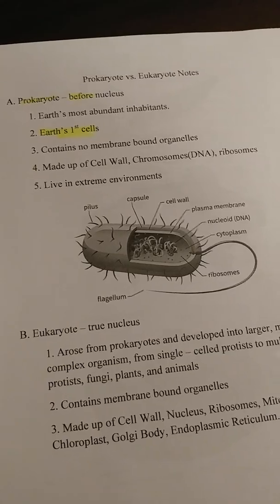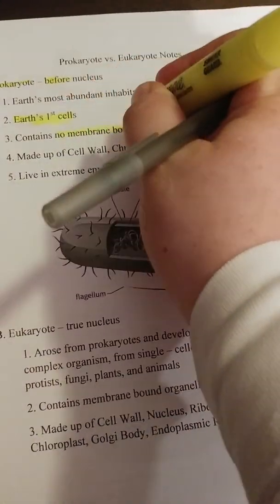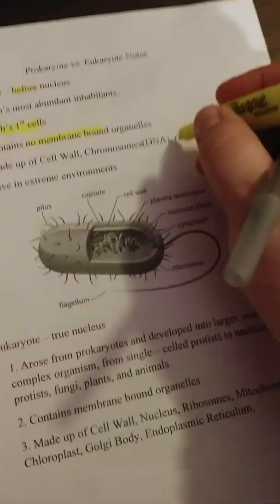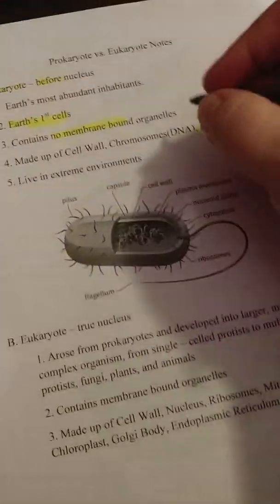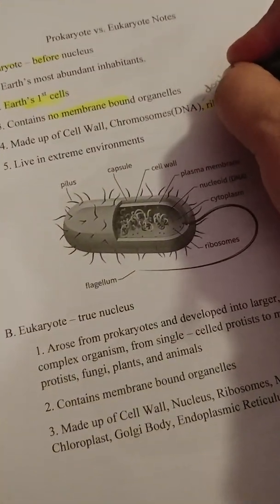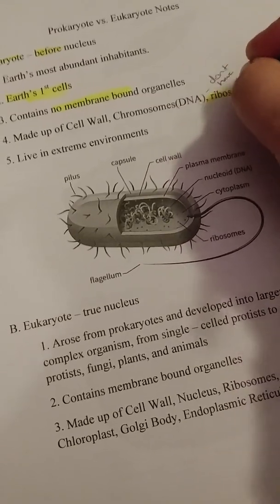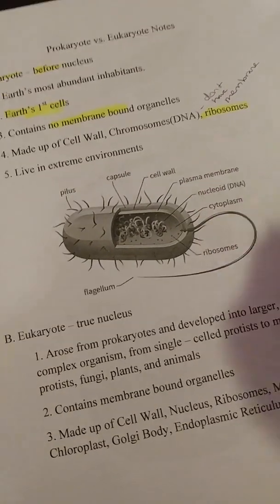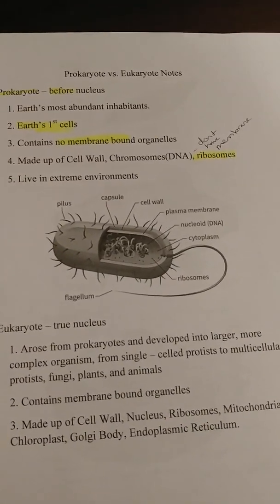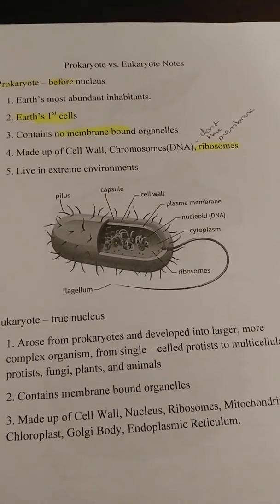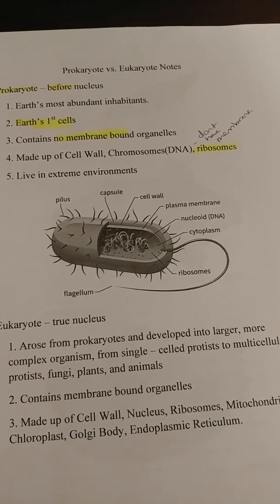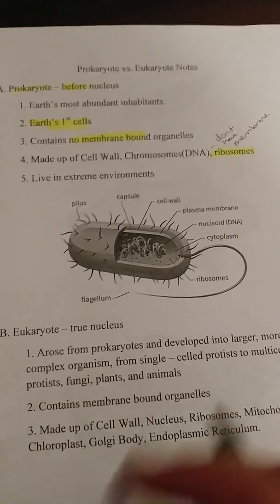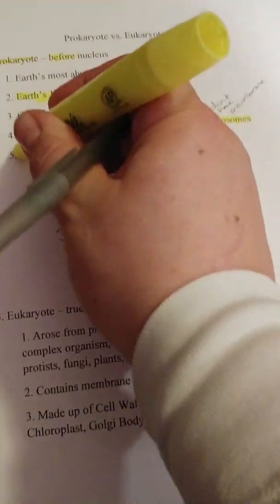Contains no membrane-bound organelles. The only exception for an organelle that they have is a ribosome. Ribosomes don't have a membrane. They are made up of a cell wall, and chromosomes, which make up your DNA, are all squiggles throughout the cell itself. And they live in extreme environments.